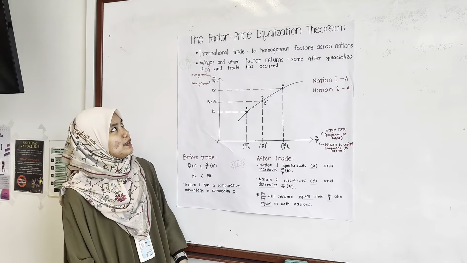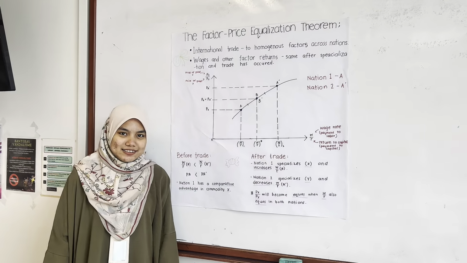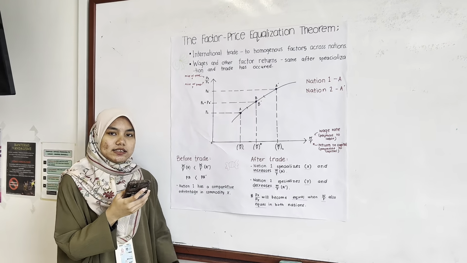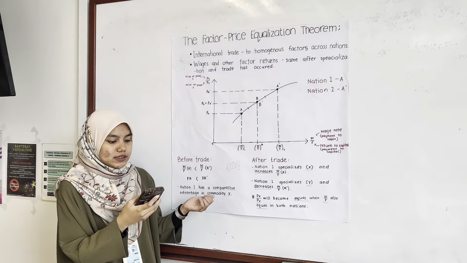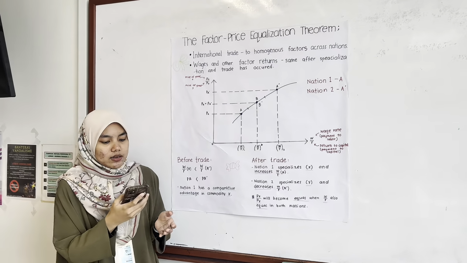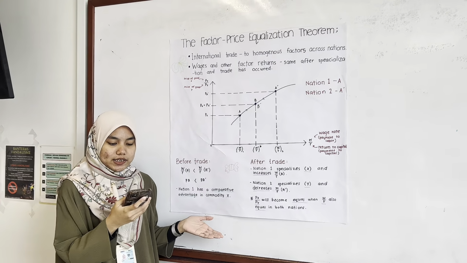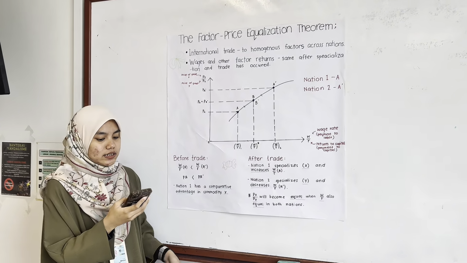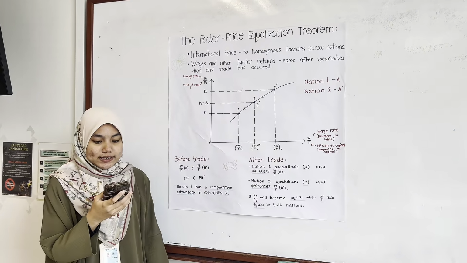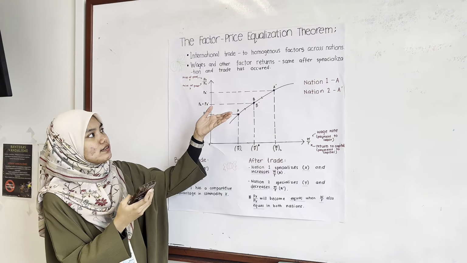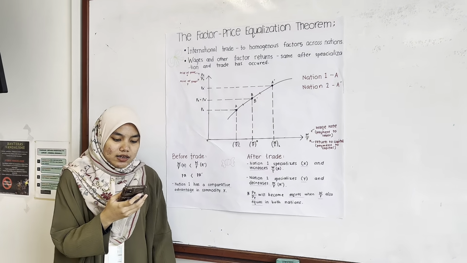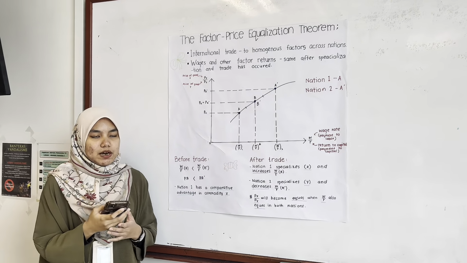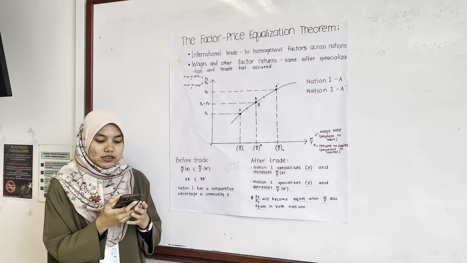Now, I will explain the factor price equalization theorem. It is also called the Heckscher-Ohlin-Samuelson theorem, developed by Paul Samuelson based on the HO trade theories. International trade will bring about equalization in the relative and absolute returns to homogeneous factors across nations. In short, wages and other factor returns will be the same after specialization and trade occur.